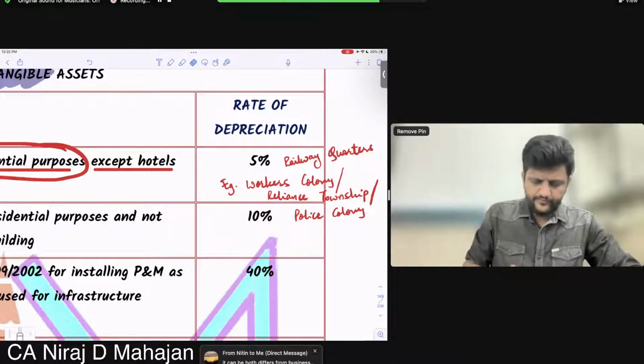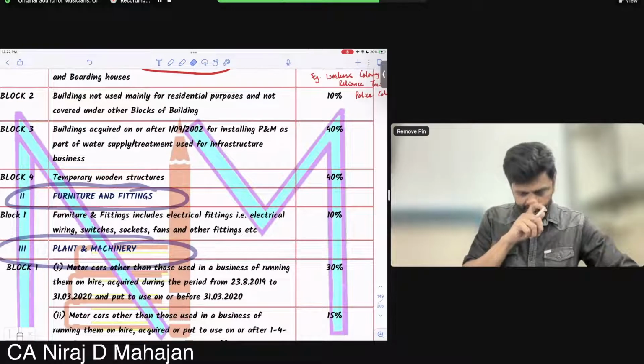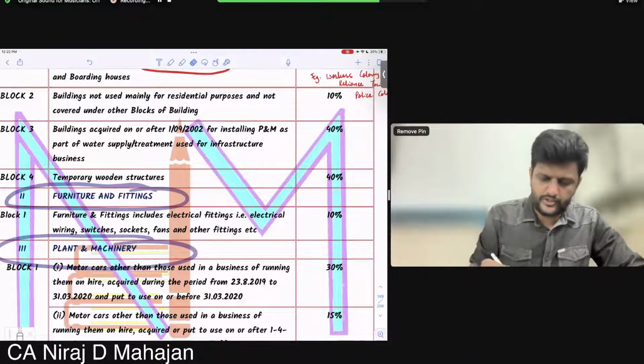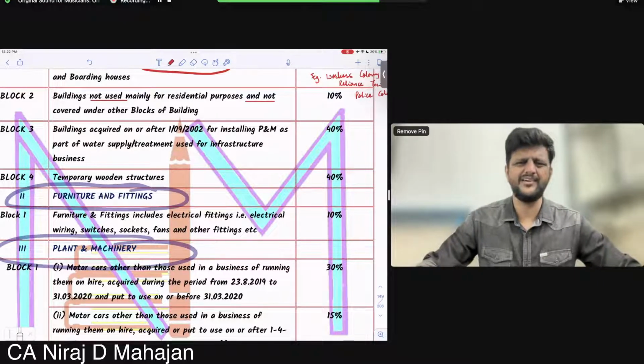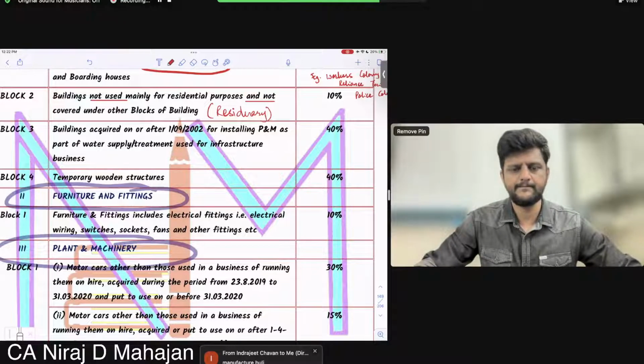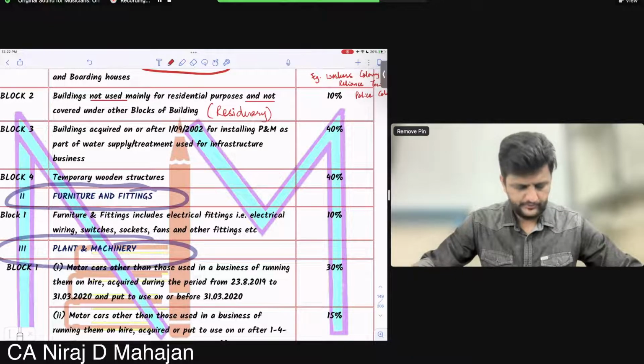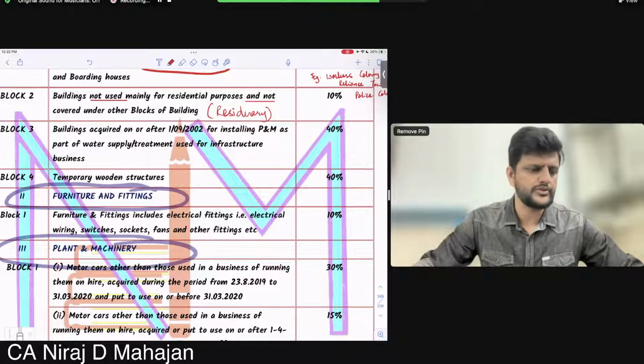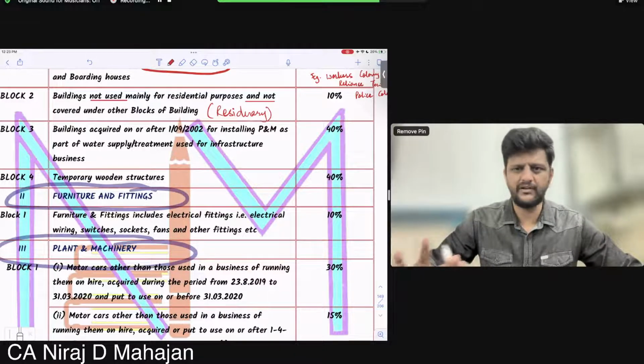Okay? So check. Second, block number 2. Buildings not used mainly for residential purposes, and also not part of other blocks of assets. Basically, in a way, I'll write down here, bachcho, residuary. Yes? And block number 3. Buildings acquired on or after 1/9/2002 for installing plant and machinery as part of water supply treatment used for infrastructure businesses, 40%. Never asked to you.